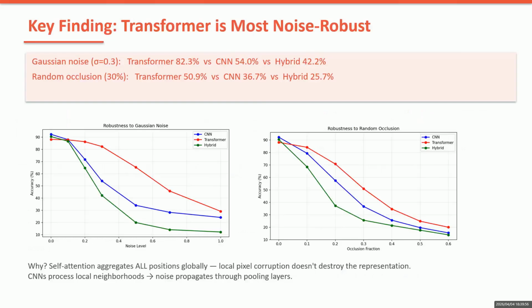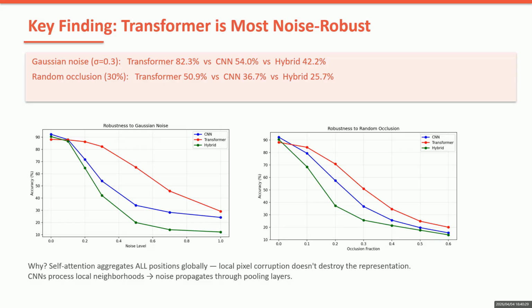Now, this is the most surprising and interesting finding of the entire project. The transformer is dramatically more robust to noise than the CNN or the hybrid. Look at the numbers at the top. When I add Gaussian noise with standard deviation 0.3, the transformer still holds 82% accuracy, but the CNN drops to only 54%, and the hybrid drops even further to 42%. That is nearly a 30 percentage point difference between transformer and CNN.